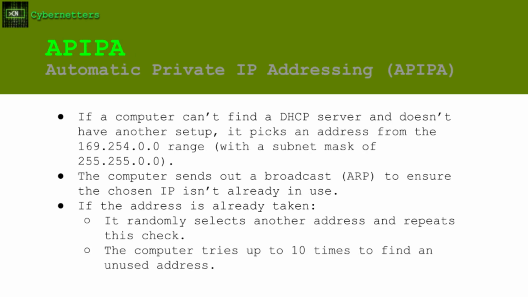APIPA, or automatic private IP addressing, is a fallback mechanism used when a host can't reach a DHCP server. The system randomly picks an address in the 169.254.0.0 range with a subnet mask of 255.255.0.0. It then broadcasts an ARP to check if anyone else is using that address. If it is taken, the computer tries another address, up to 10 times, until it finds a free one. This makes sure that the host at least has some IP, even if it's isolated from a proper DHCP server.